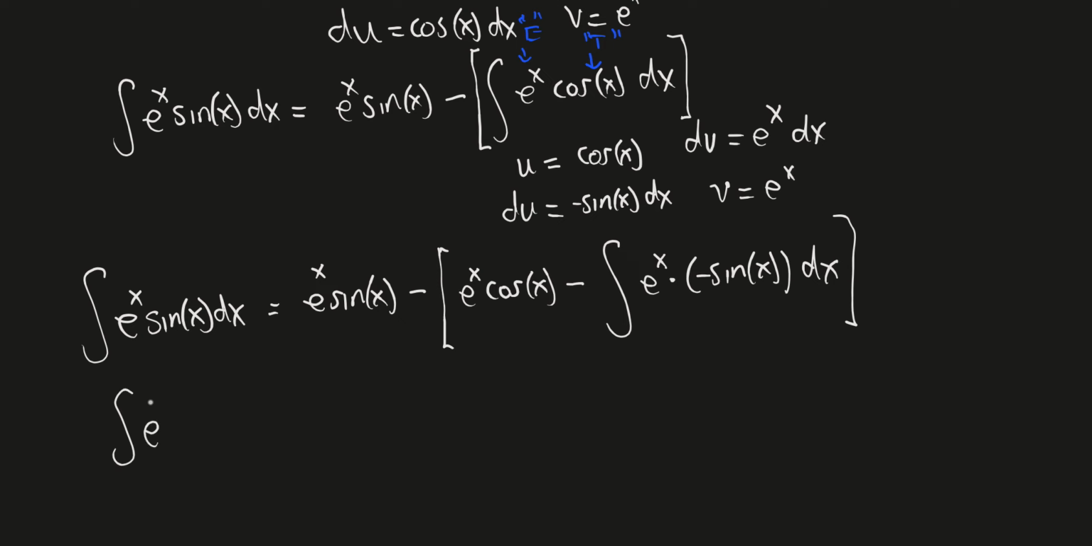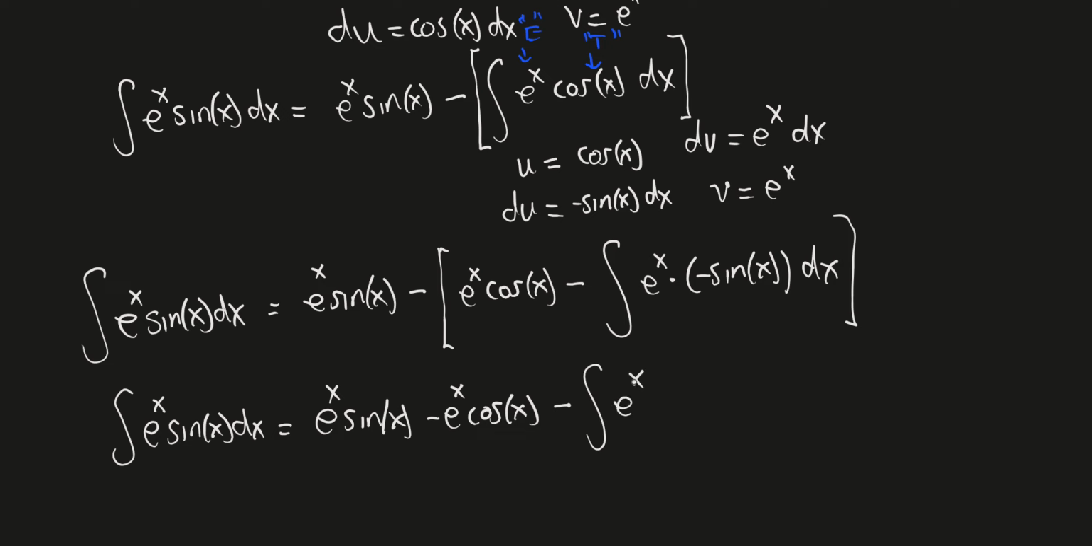So we have the integral of e to the x sine x dx is equal to e to the x sine x. And then again, with everything distributed, this will become a negative. So negative e to the x cosine of x. These two negatives will end up having a positive sign in front of the integral sign, but then distributing this negative now makes it negative again. So we will have negative the integral of e to the x sine x dx.